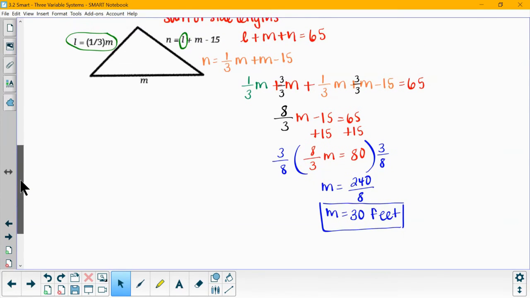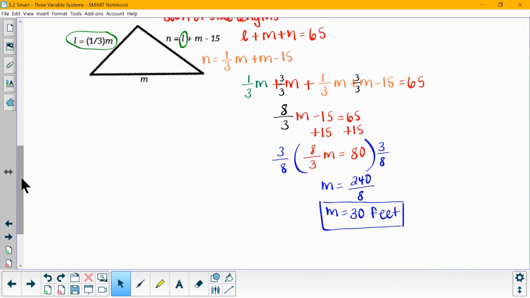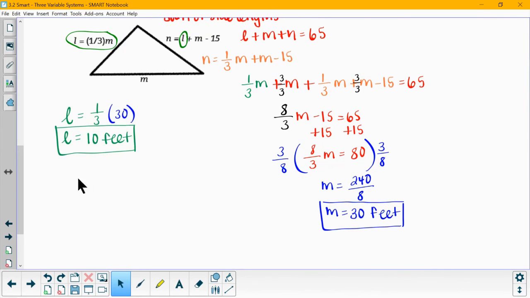And all I have to do is use M to plug back into my side length L equation and N equation. So let's solve for L first. 1/3 of 30 is 10 feet. And N, I'm going to plug in the 10 from the L, the 30 from the M, and get N equals 25 feet.